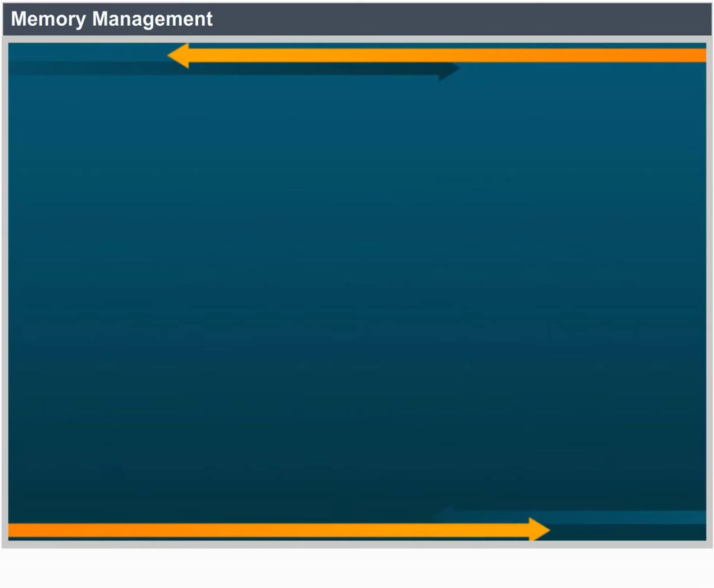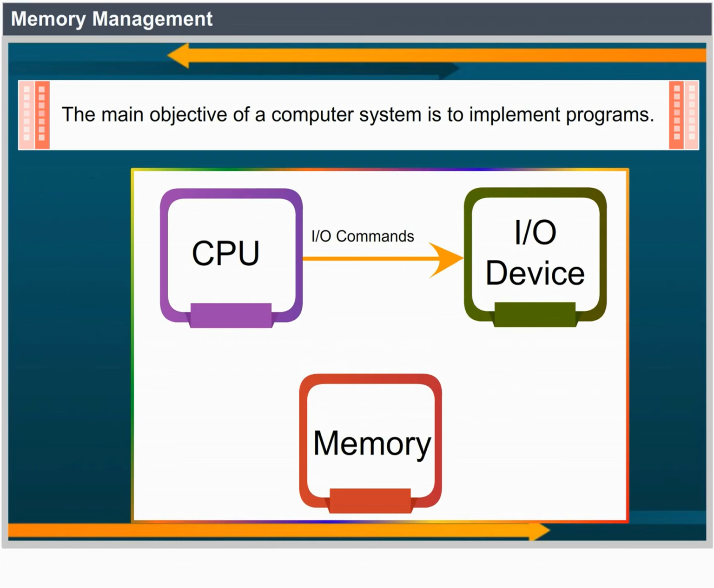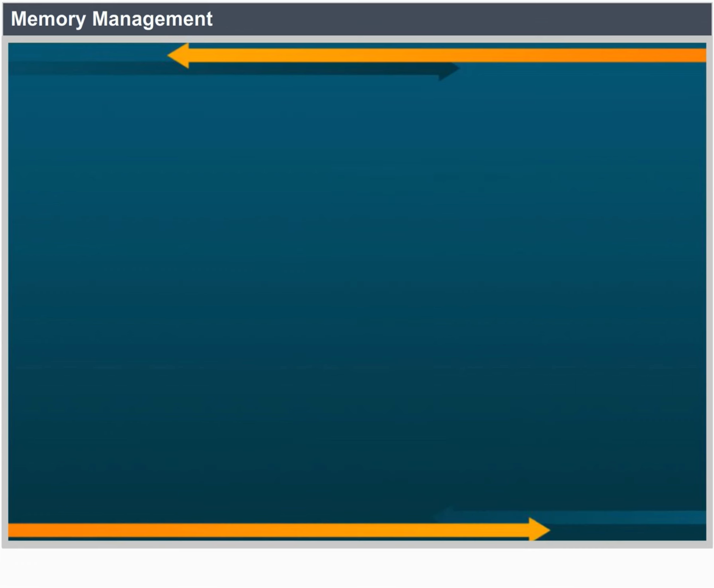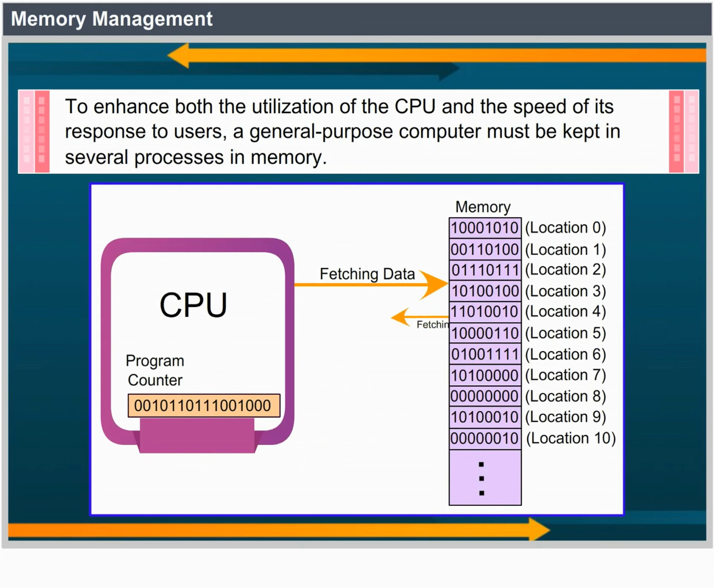Memory management. The main purpose of a computer system is to execute programs. These programs, together with the data they access, must be at least partially in main memory during execution. To improve both the utilization of the CPU and the speed of its response to users, a general-purpose computer must keep several processes in memory.